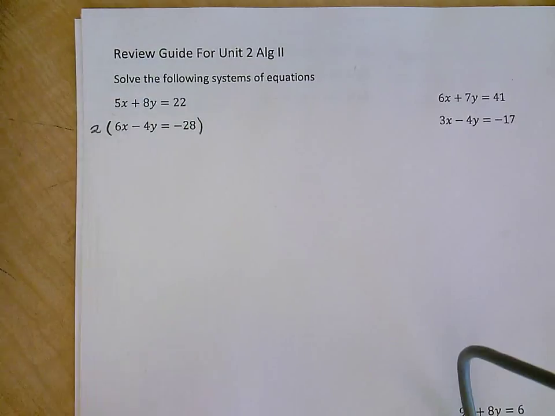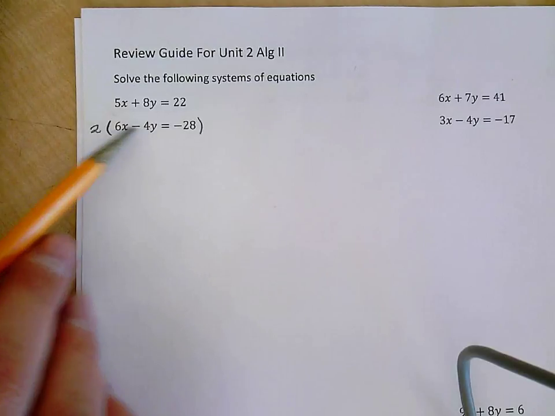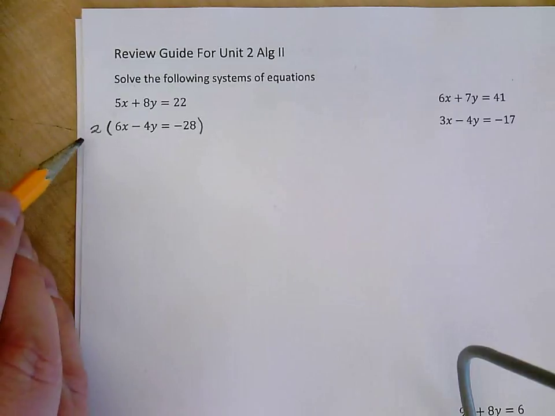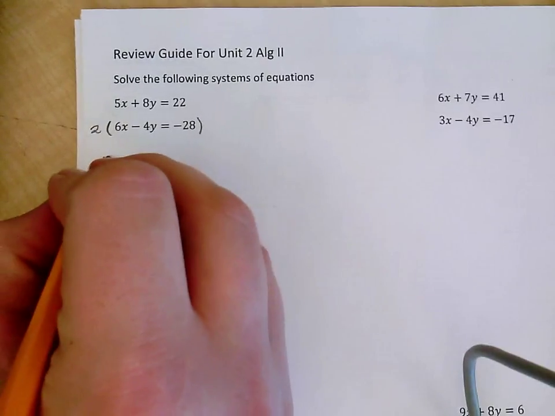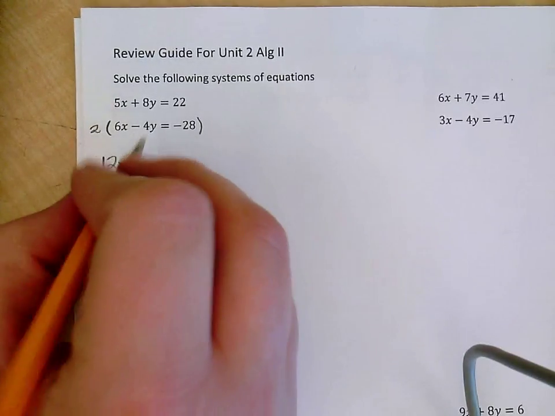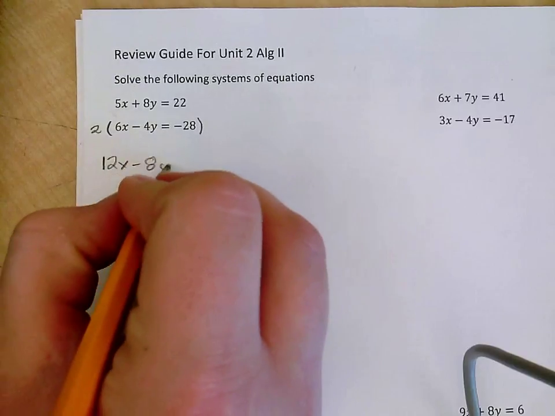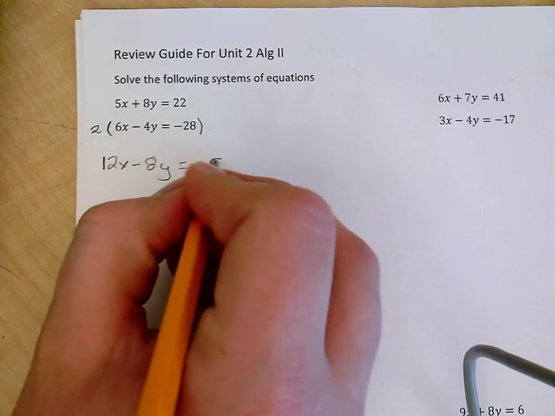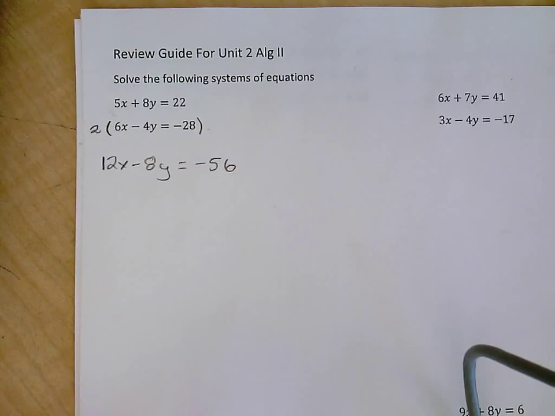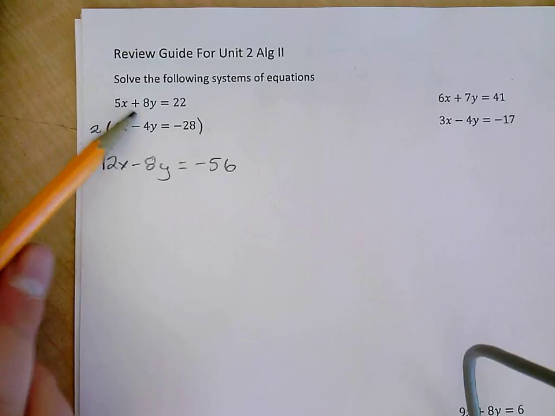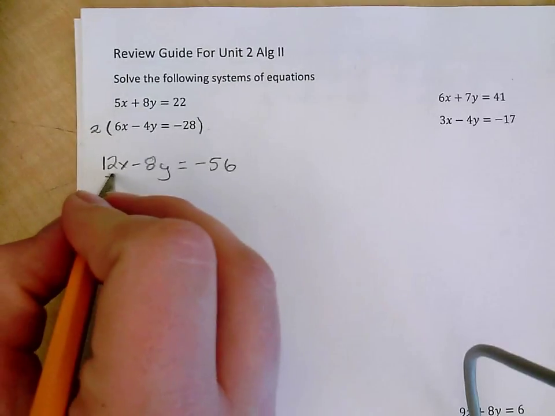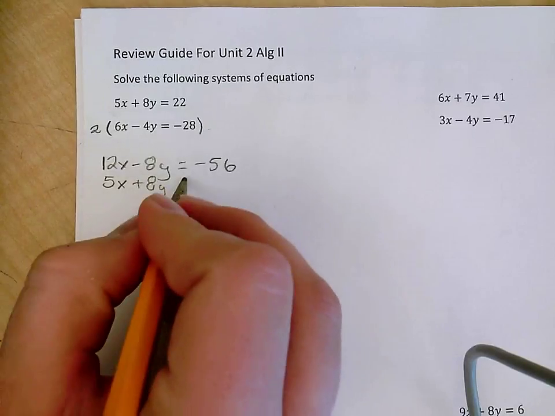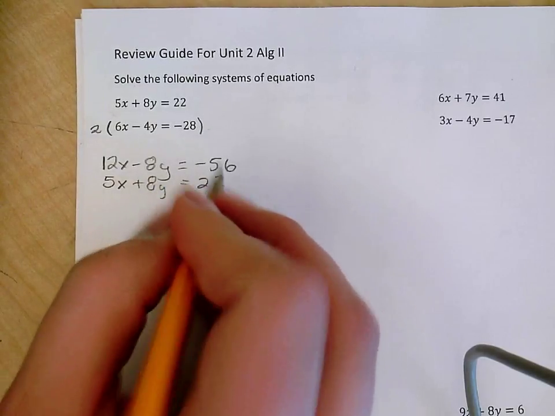Okay. Now you can't just multiply this part, you have to multiply all three parts right here. So what this does is it gives me 2 times 6 gives me 12x, 2 times negative 4 gives me negative 8y, and then 2 times negative 28 gives me negative 56. Now, this other equation I didn't touch, but I'm still going to bring it down right here. I'm going to put 5x plus 8y equals 22.